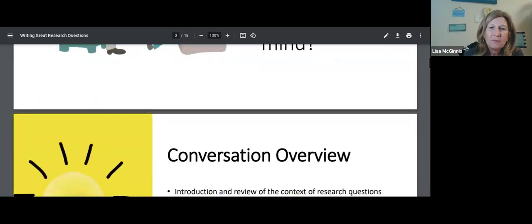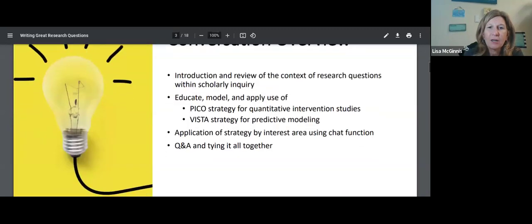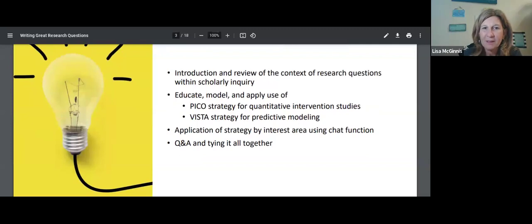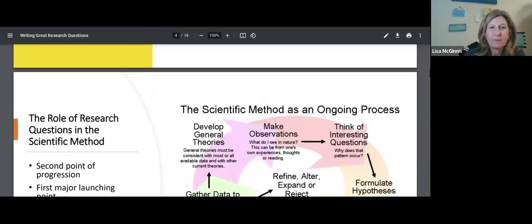But from our previous experience, that may not always be the way we think about it. We may think about it as a separate issue. So today what we're going to do is talk about just research questions in general and the scientific method. We're going to talk about two different strategies for creating quantitative research questions and how to apply those as well.